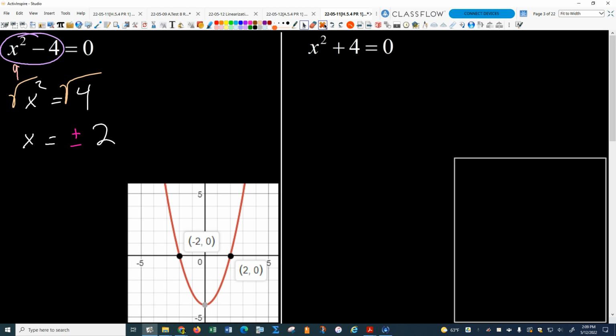Okay? What's another way I could have done this one? There is an alternate method, right? I could also factor that as a difference of squares, couldn't I? X squared minus 4, I could think of as x squared minus 2 squared. And how does a difference of squares factor? What is x squared minus 2 squared written in factored form?